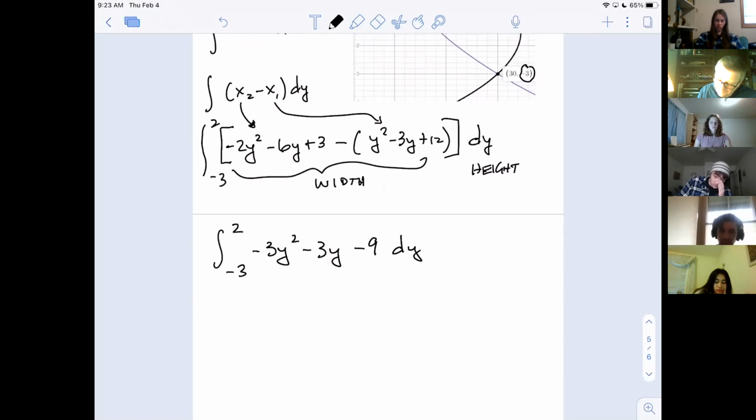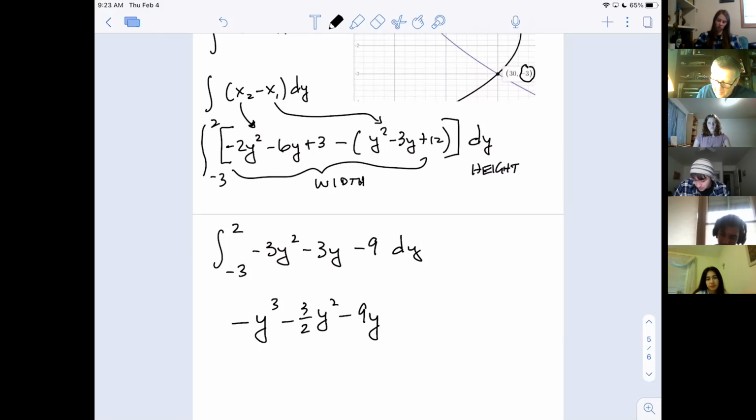So just power rule. Y cubed divided by 3. Hey, those cancel. So that'd be just -y cubed. Y squared divided by 2. So that'd be 3 divided by 2. And then -9 grows a y. Now I evaluate that at 2 and -3. And then I think I have the answer to this question.